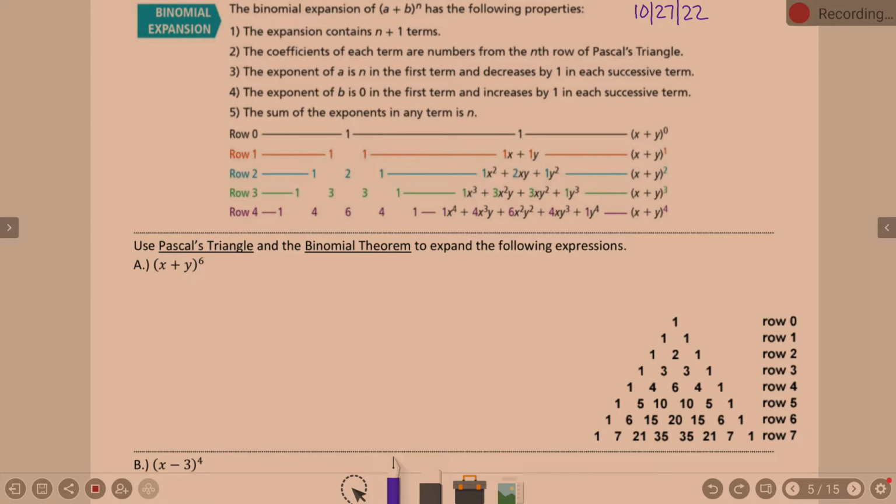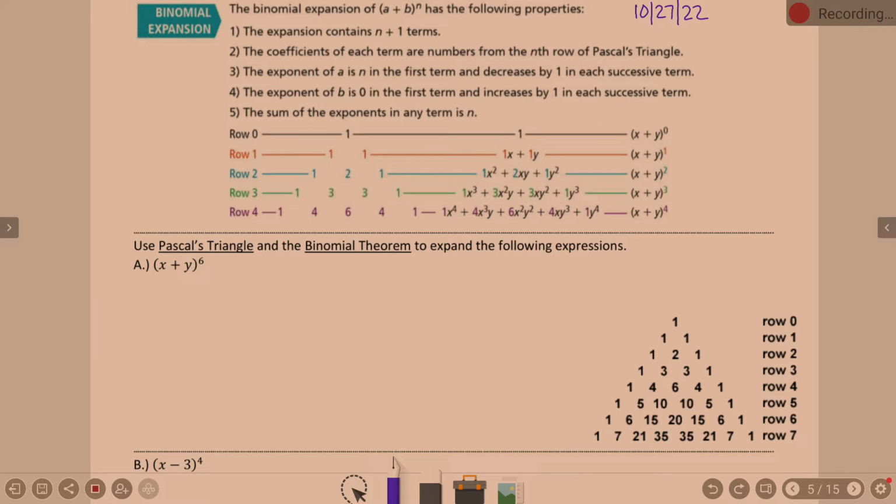Your expansion, when we get this done, is going to contain n plus 1 terms. What that's saying is when I do example A, this exponent is 6, right? So that means my final answer is going to have 6 plus 1 terms, or in other words, 7 terms. Which is why, as I flashed my completed notes, it's long, isn't it? Because there's 7 terms there.